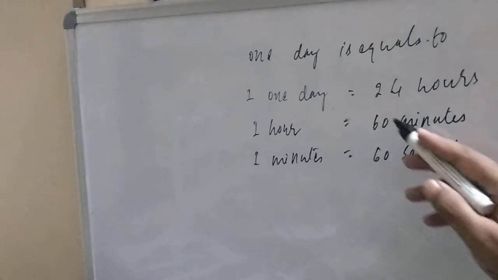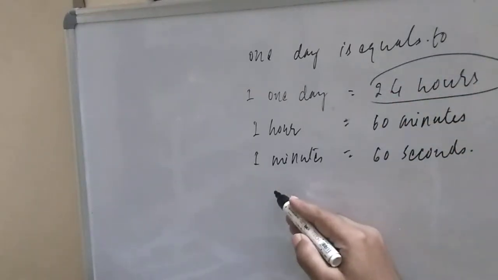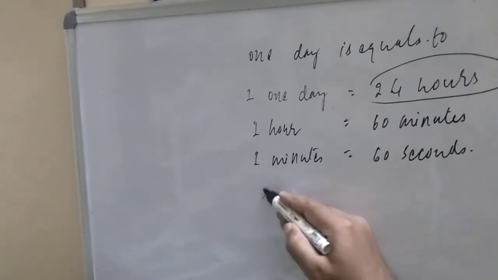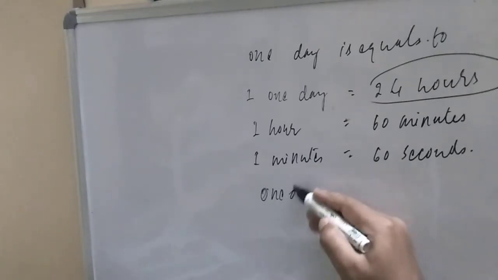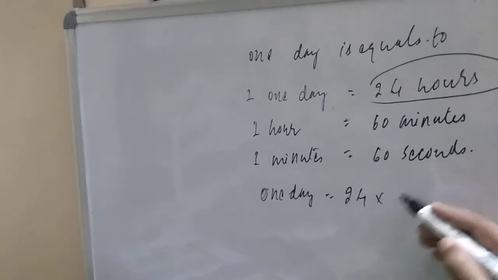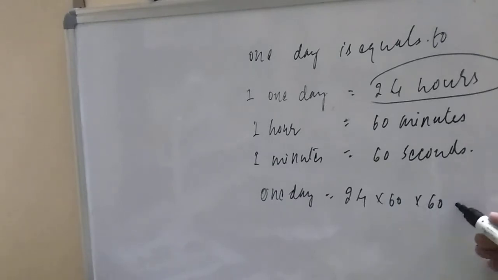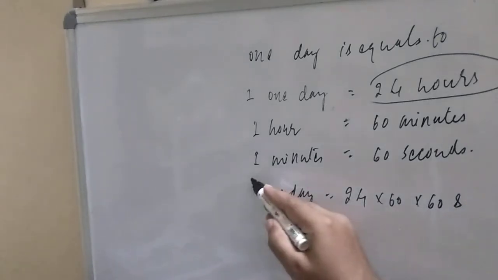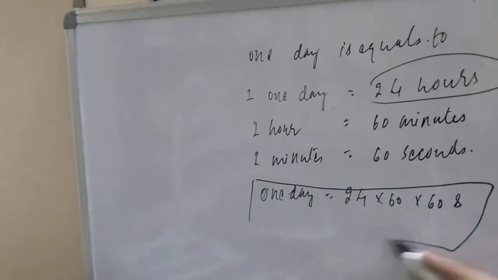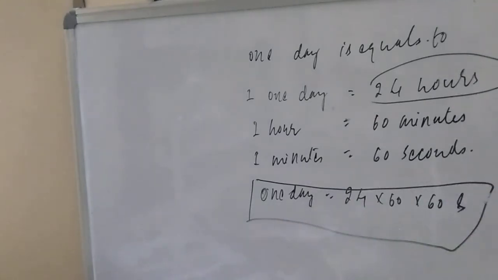So firstly we have to see how many hours there are. So 24 hours. So how we are writing the option, you can see student, one day is equal to, firstly 24 hours. Then you convert into minutes, 60 minutes. Then you convert into seconds, 60 seconds. So if you check, student, this is our answer. If you check the option, this is option number 1, student. This is coming option number 1.